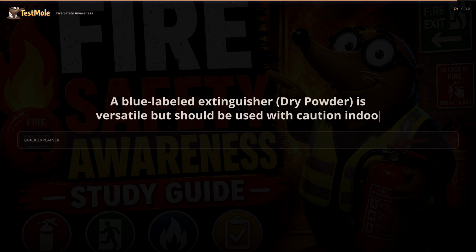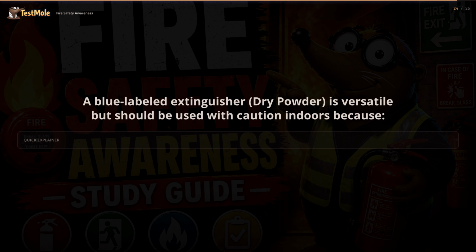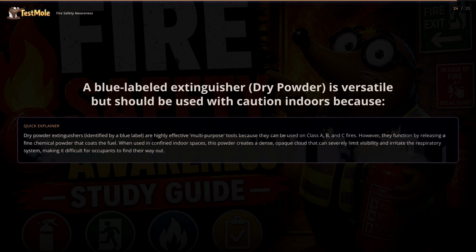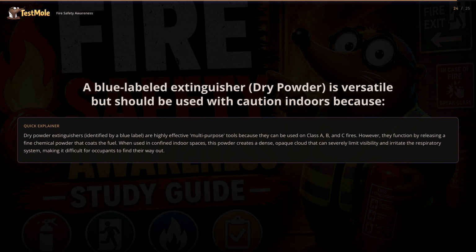A blue-labeled extinguisher, dry powder, is versatile but should be used with caution indoors. Dry powder extinguishers, identified by a blue label, are highly effective multi-purpose tools because they can be used on Class A, B, and C fires. However, they function by releasing a fine chemical powder that coats the fuel. When used in confined indoor spaces, this powder creates a dense, opaque cloud that can severely limit visibility and irritate the respiratory system, making it difficult for occupants to find their way out.